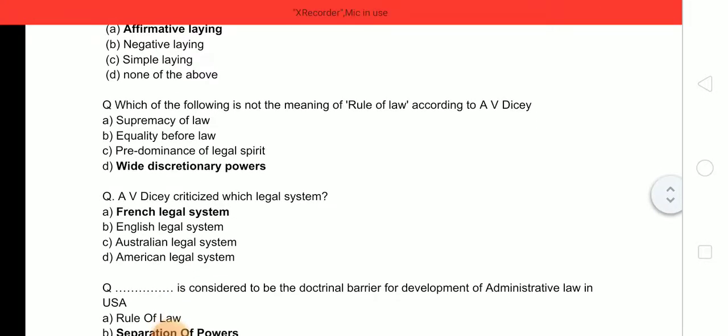Next question, which of the following is not the meaning of rule of law according to A.V. Dicey? So wide discretionary power is not a meaning, while supremacy of law, equality before law and predominance of legal spirit is the meaning of rule of law. Next question, A.V. Dicey criticized which legal system? Answer is French legal system.